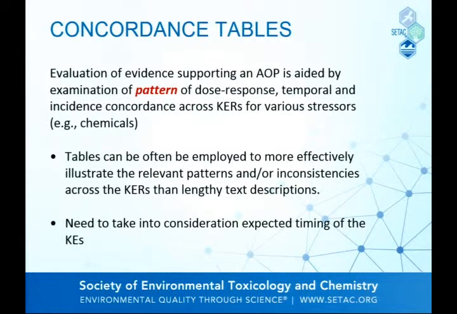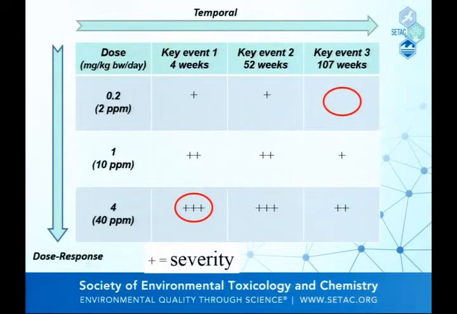And so one of the ways that we can do that is to organize all that information that's captured on those key event relationship pages into tables that help us effectively look at those patterns across that entire AOP. Okay? So that's what we call concordance tables. They're basically built to help us evaluate those data. This is an example of what a concordance table might look like.